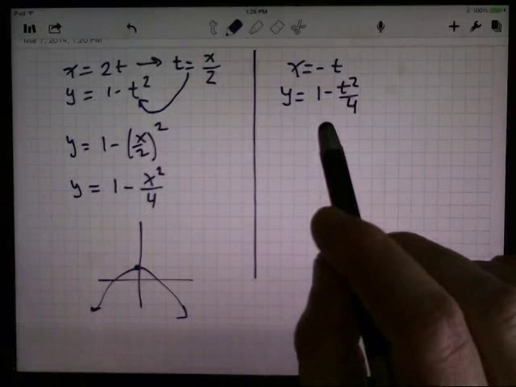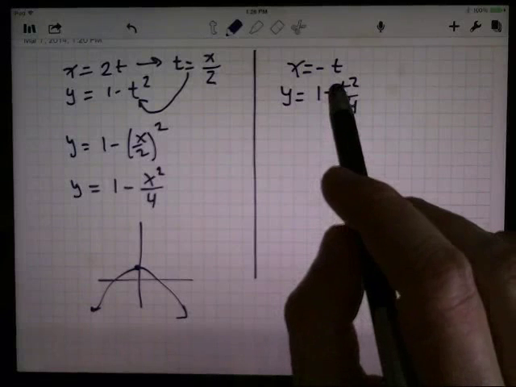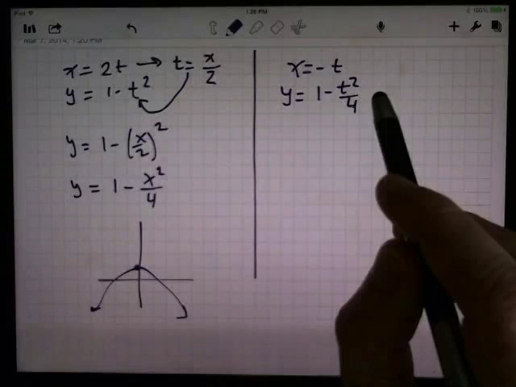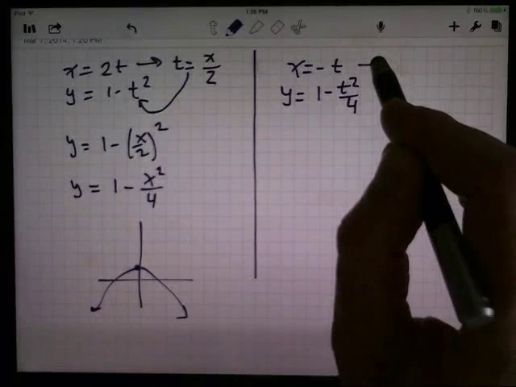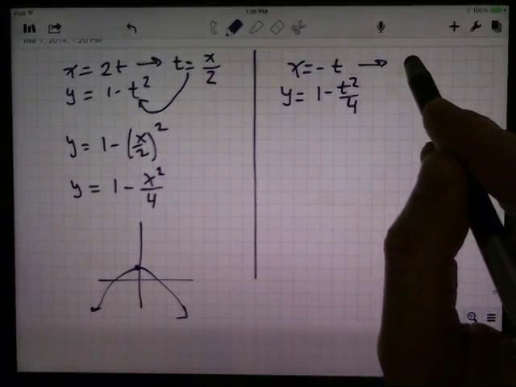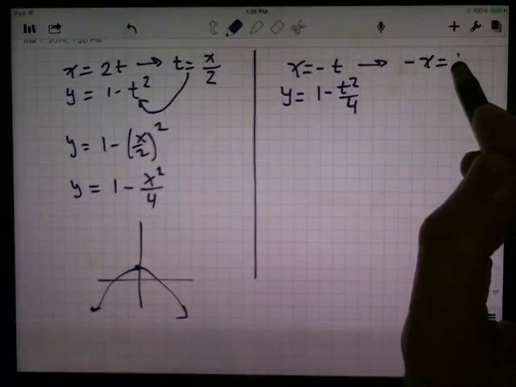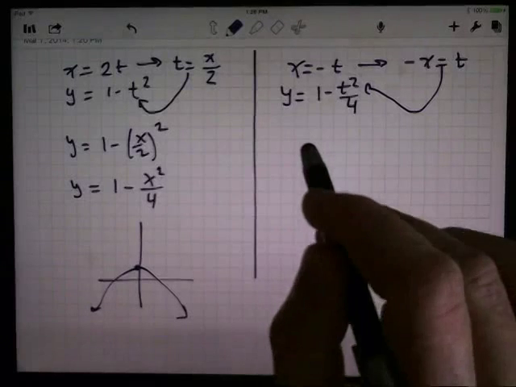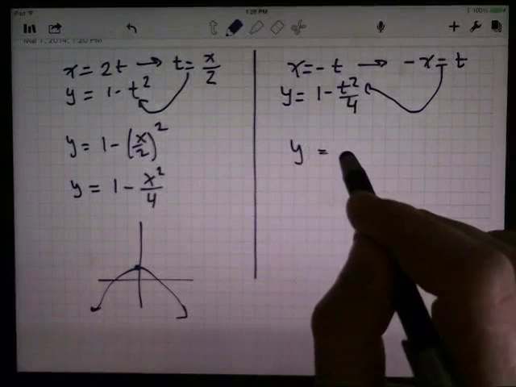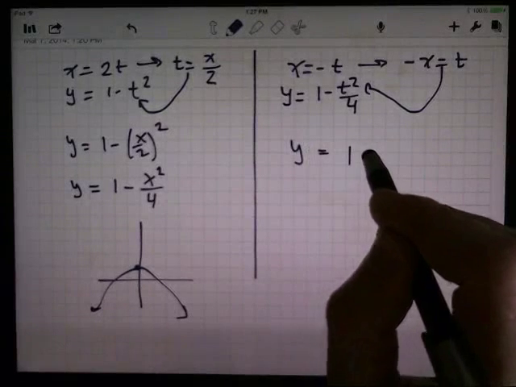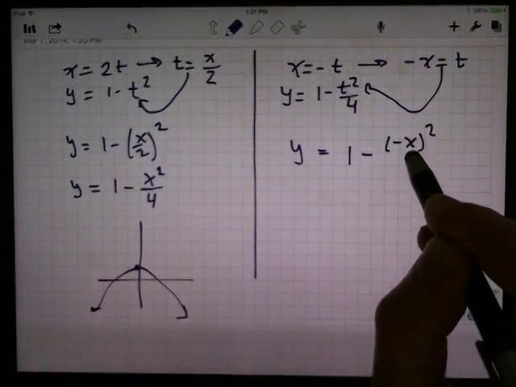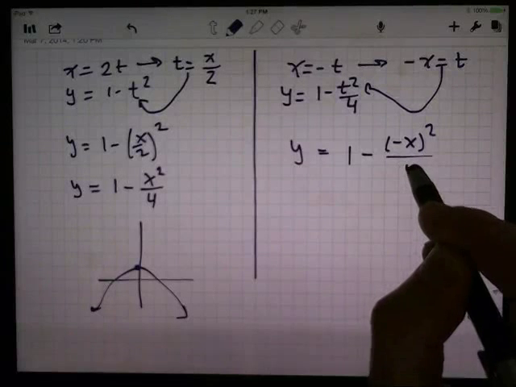Let's try this one. Let's eliminate the parameter here. Again, it's easier to solve for t in this first equation than it is for the second one. So that's what I'm going to do. I'm going to multiply both sides by -1 here. So I've got minus x equals t. And then I'm going to take that and plug it in for t right there. So I've got y equals 1 minus, now t is equal to -x, and I need that squared, and then I've got that whole thing divided by 4.